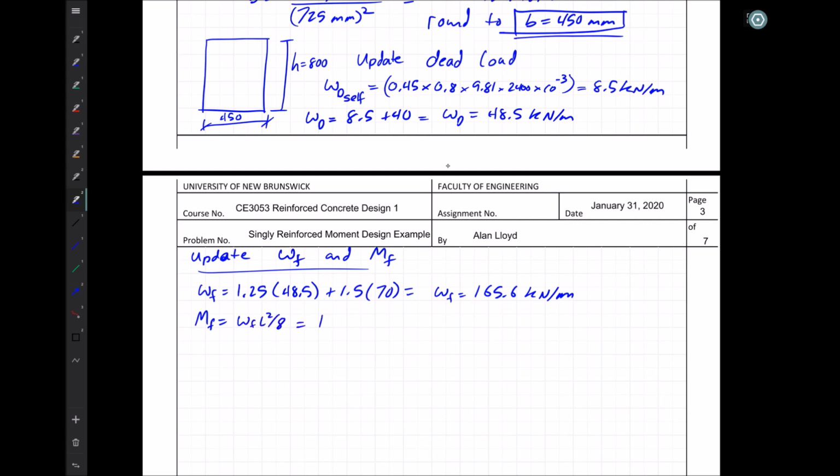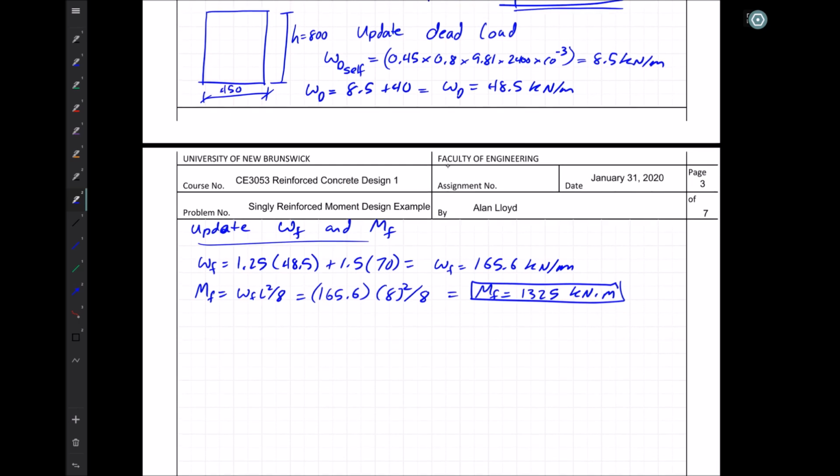And this is 165.6 times 8 meters squared divided by 8. Our factored moment for that section size is now 1325 kilonewton meters. And this is our updated value that we're going to design to until we change our section size, if we do so again. So this is for B equal to 450 and H equal to 800 with an assumed concrete density of 2,400 kilograms per cubic meter.